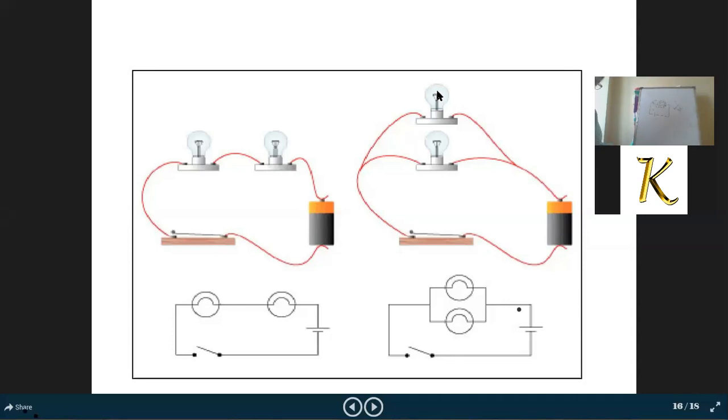The heating effect of an electric current, the heating effect produced when the current flows through the conductor, depends upon the strength of the current. It will also depend upon the resistance of the conductor, and it will also depend upon the time for which the current is flowing through the conductor.